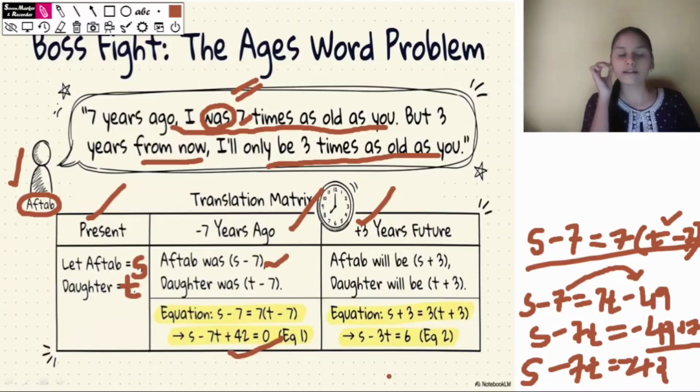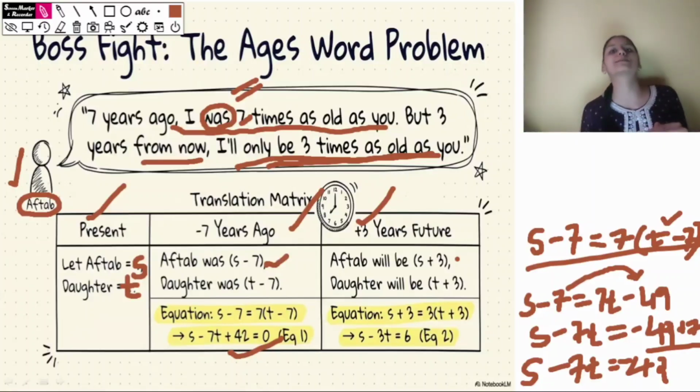I had told you whenever you have to solve two variables, how many equations do you need? Yes, you need two equations, correct? I have got one equation. Now I have to find another equation, which I'll get from the second clue. Okay, see, Aftab will be s plus 3, and his daughter will be t plus 3, correct? If you're now 15 years, after 3 years means you would have completed your second PUC and you will be getting into a degree college. So from now, 3 years means 15 plus 3, right? In the same way, s plus 3 and t plus 3, whatever their ages we have assumed to be s and t, we are going to add plus 3 to that.